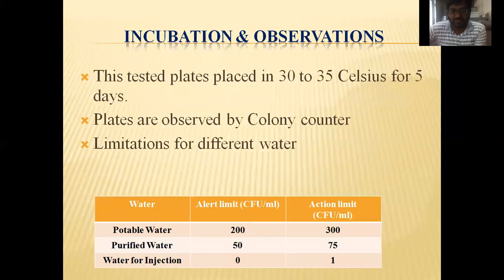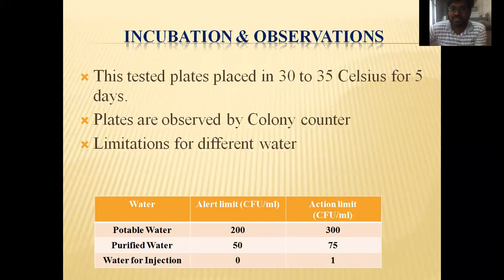Incubation and observations. This is a very simple method. We have to incubate at 30 to 35 degrees Celsius for 5 days. Plates are observed with a colony counter. You have to mark each colony, and this table shows the limits for the different waters. You can see the potable water, purified water, and water for injection. The first limit is the alert limit, and the second limit is the action limit. Both are in CFU per ml, colony forming units.